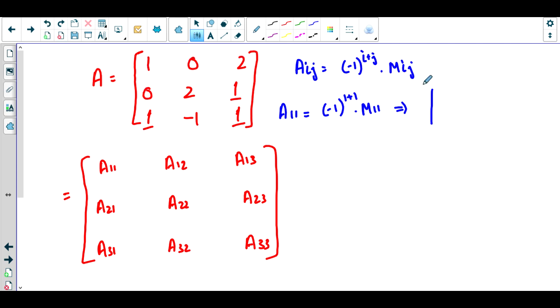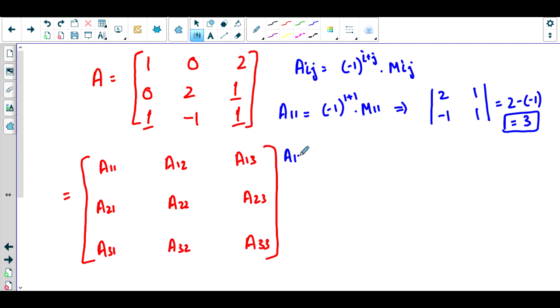So let me clear it because we need this set. So we have 2, 1, minus 1 and 1, because we removed the first column and first row, since it's A11. So we are left with what? 2 1s are 2, minus minus 1, so 2 plus 1, which is 3. There is a minus 1 square, so minus 1 square is positive 1, so we get here a 3. Now let's go with A12.